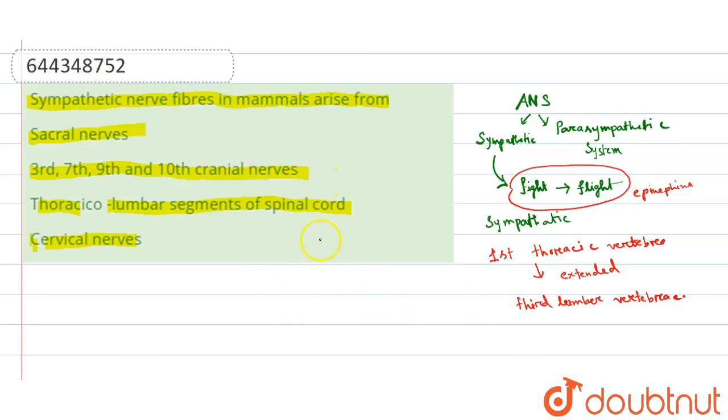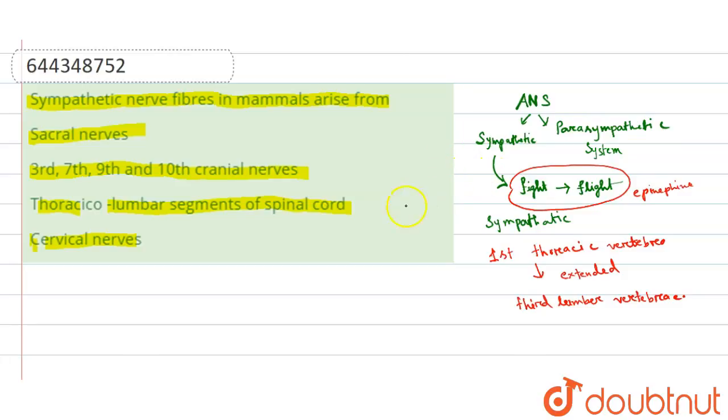Here the fourth option is sacral nerves, third, seventh, ninth, tenth cranial nerves. Cranial nerves have different functions. The third cranial nerve is known as the oculomotor nerve. The seventh is known as the facial nerve, which helps in our facial expression. All these nerves have different functions.